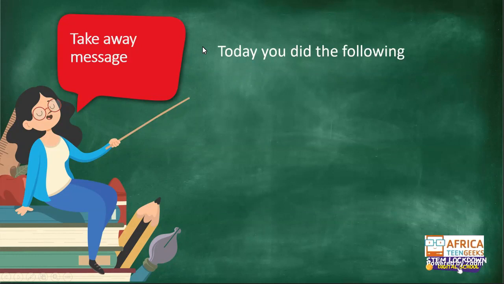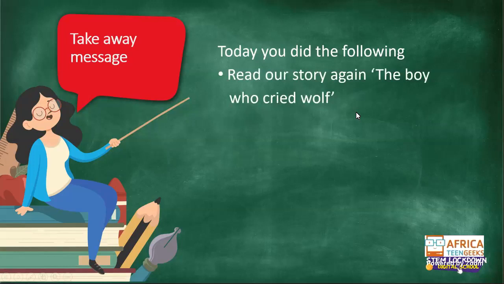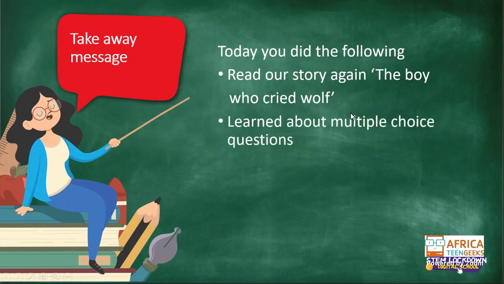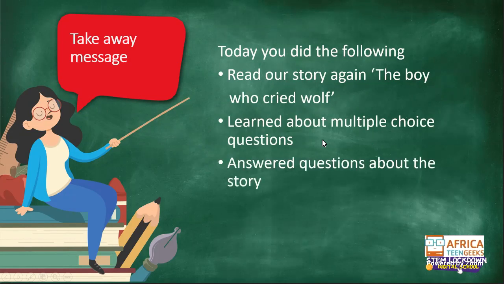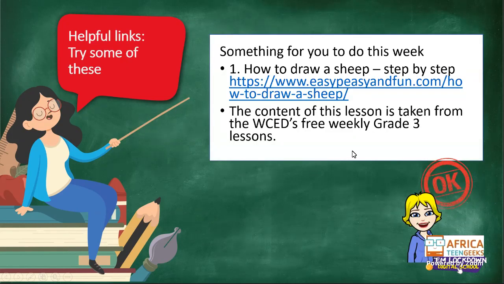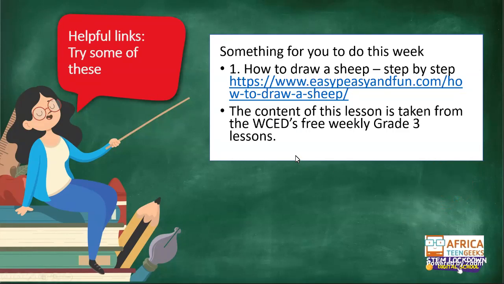Now we've come to the end of our lesson for today. So what did we do today? We read our story again, The Boy Who Cried Wolf. We also learned about multiple choice questions, which is one type of question. And we also answered questions about the story. And if you want to go onto this website called Easy Peasy Fun, it will show you how to draw a sheep step by step. It will be a fun exercise for you.